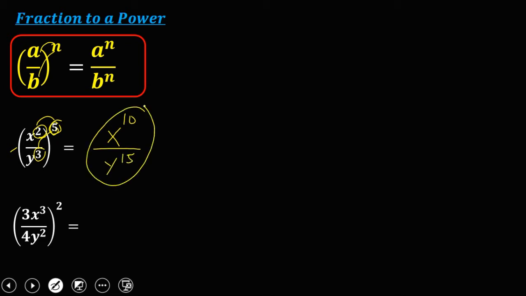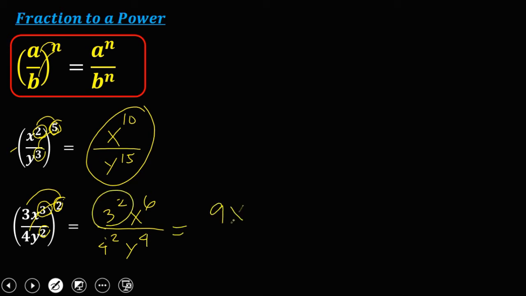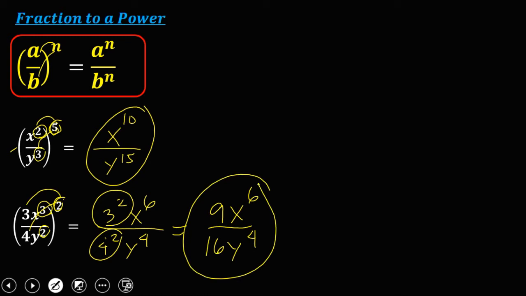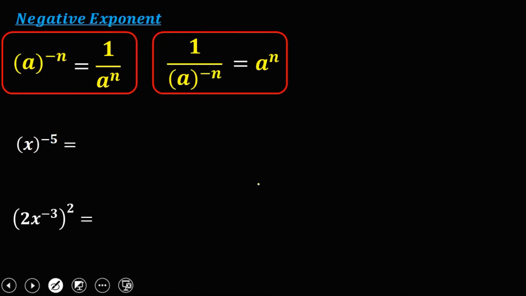Then for this given, distribute this exponent, that's 3 squared. Then power to power, that's x to the power 6, that's multiply. Then distribute this one, that's 4 squared. Then power to power, that's times, so y to the power 4. Then simplify, that's 3 squared is 9x to the power 6 over 4 squared, that's 16, y to the power 4.